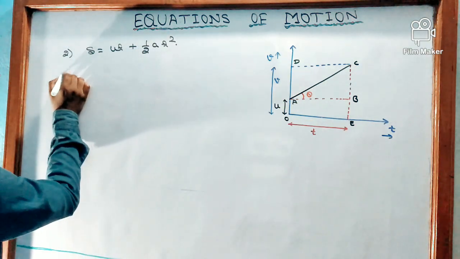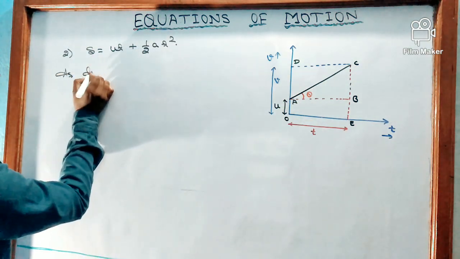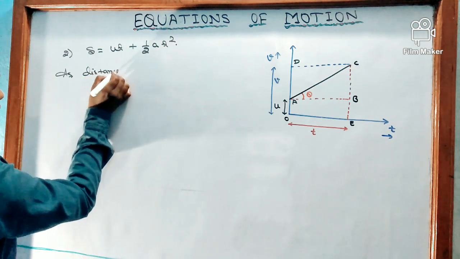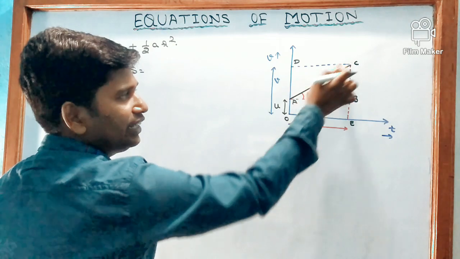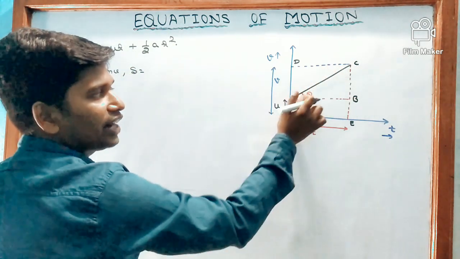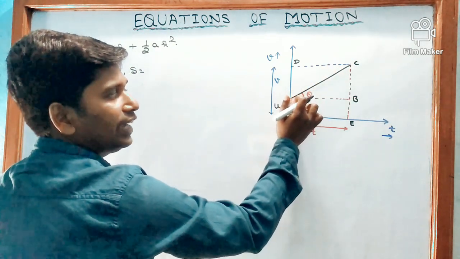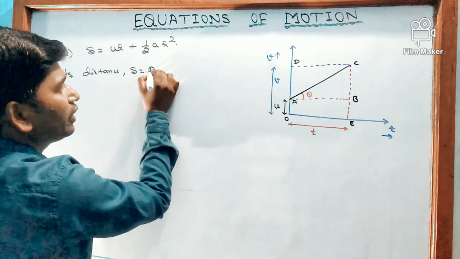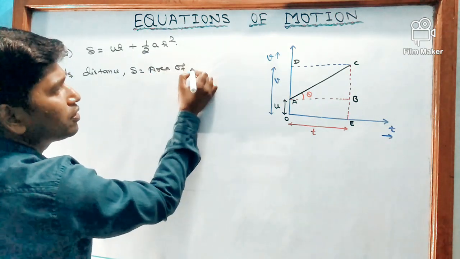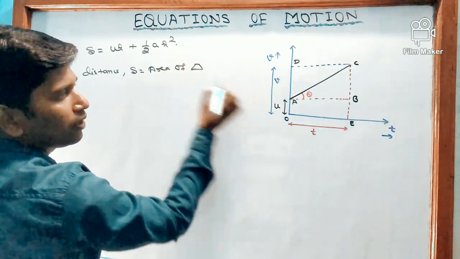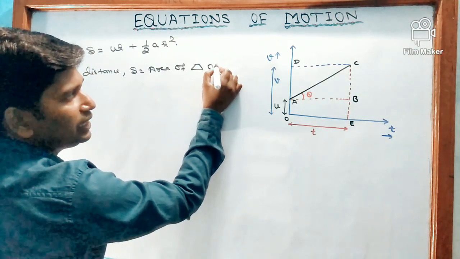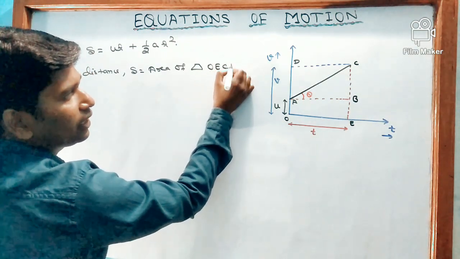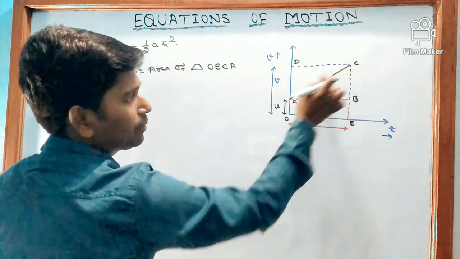So as we know, displacement or distance s is equal to the area under the v-t graph. So the area of the trapezium, look at this, the trapezium OECA, this trapezium.